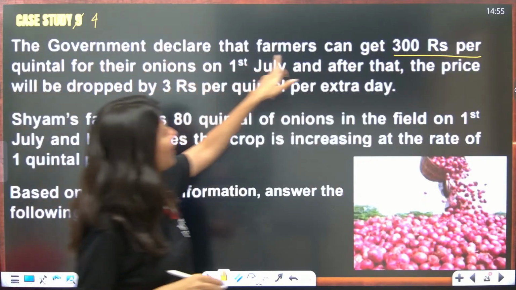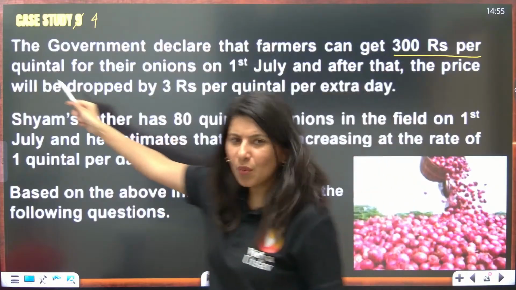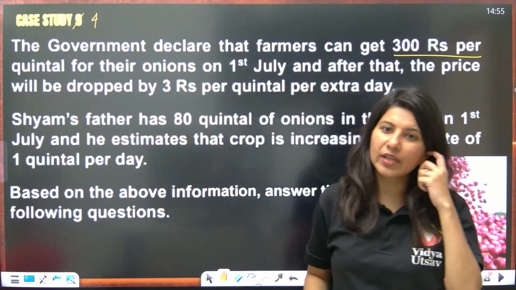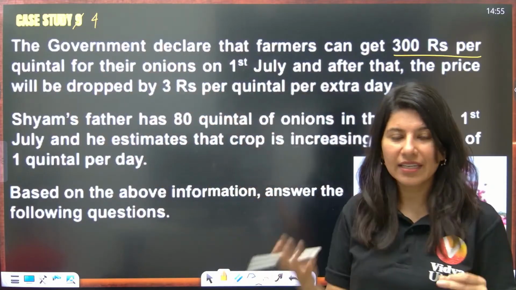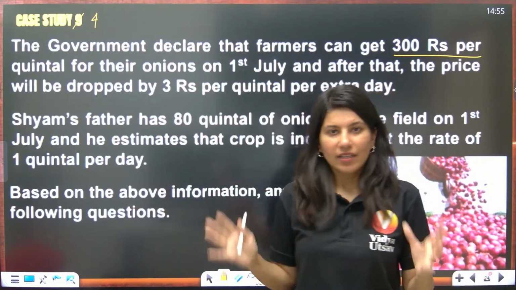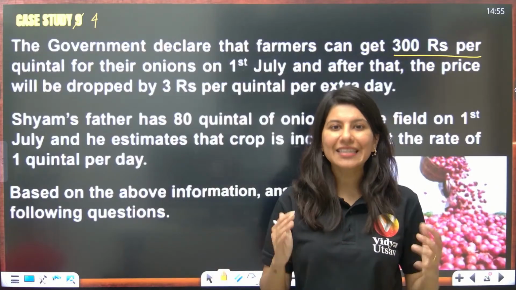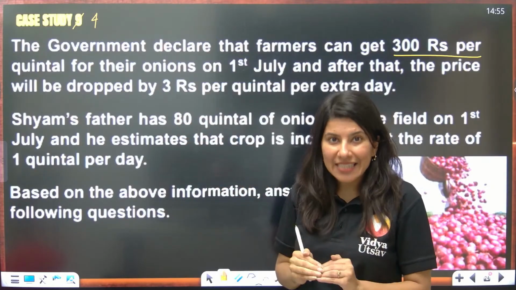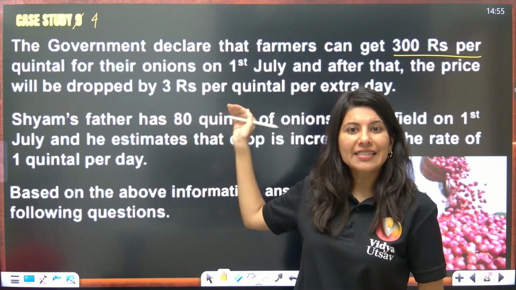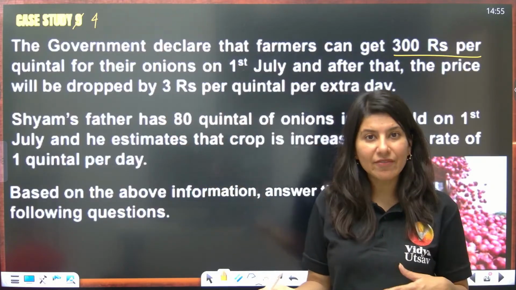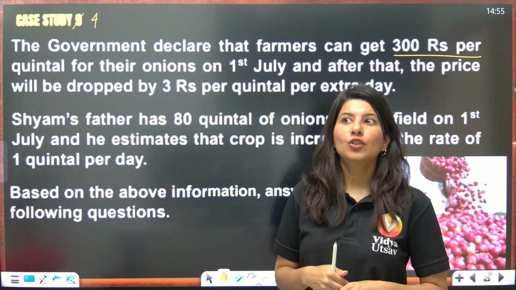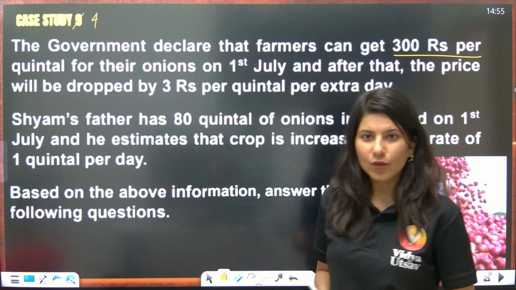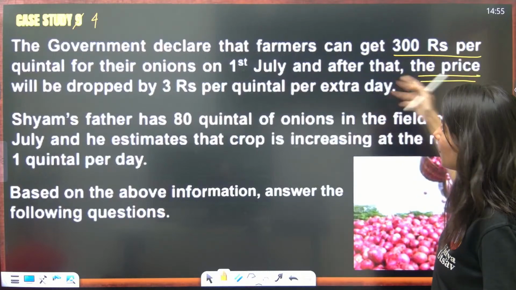The government declares that farmers can get 300 rupees per quintal. You know what is quintal? Quintal means 100 kg. So 300 rupees per quintal for their onion. Okay, on 1st July. So there is a season. On 1st July, if they sell their onions to government, they will get 300 per quintal. But after that, on 2nd July, after one day, the price will be dropped by 3 rupees. That means 297 on the second day, and then 293 on the third day and so on. So the price will be reduced.